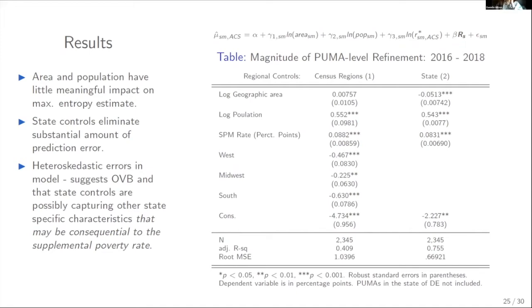I use various different regional controls, but the most important is the state controls. The state controls, compared to just using census regional controls such as West, Midwest, South, and Northeast, do a better job at eliminating a substantial amount of that prediction error, but the errors are very heteroscedastic, suggesting that there's possibly omitted variable bias. In that case, that's okay with me, because that signals to me that the components used in my model, the covariates, aren't perfectly explaining by any means the maximum entropy estimated refinement, and the magnitudes of what they're estimating are very, very small.